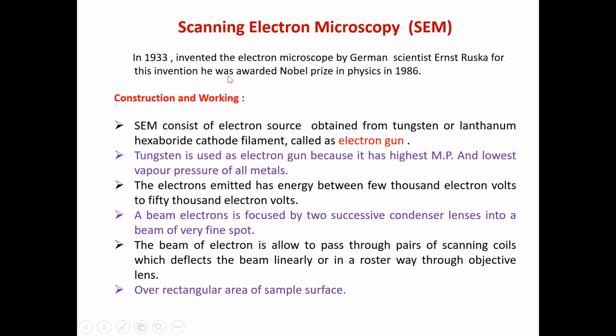So the simple construction and working of scanning electron microscopy: it consists of an electron source, just like an electron microscope, obtained from tungsten and lanthanum hexaboride cathode filaments.